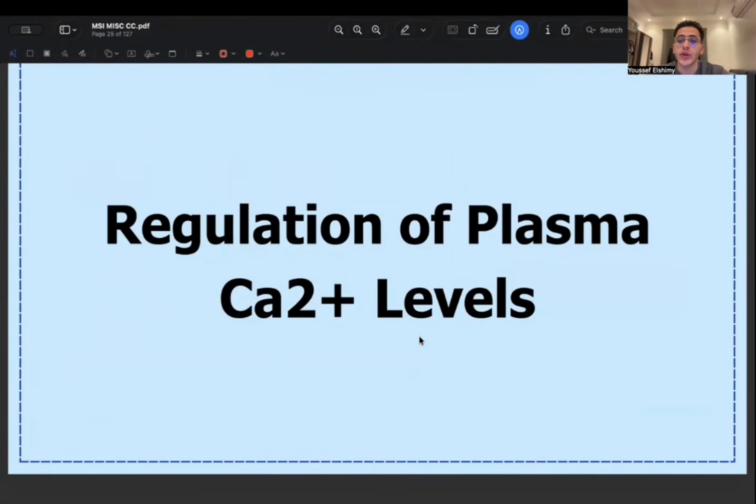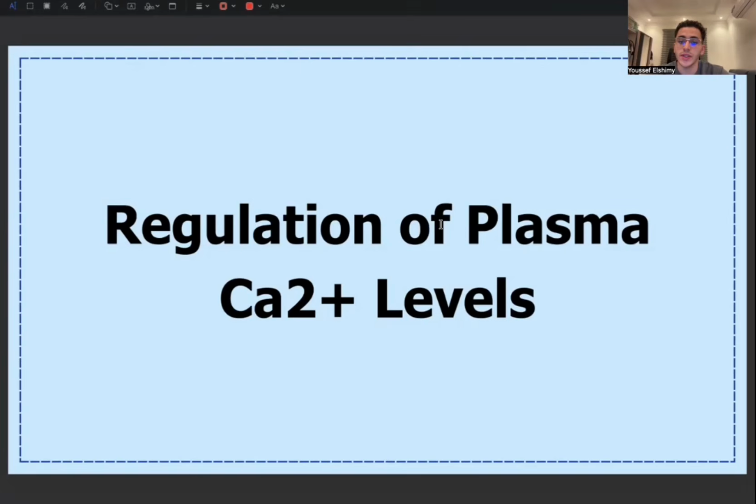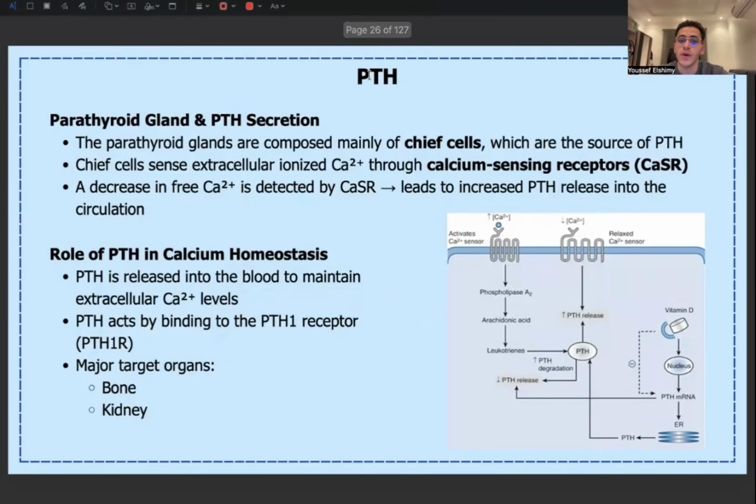Moving on to calcium regulation. Since calcium should be tightly regulated, there are a lot of hormones and molecules that regulate the plasma calcium levels, starting with parathyroid hormone. The parathyroid glands are composed mainly of chief cells, which are the source of parathyroid hormone. They are the ones responsible for secreting parathyroid hormone, or the PTH. These cells sense the extracellular ionized calcium, the one that is free in the blood, that is not bound, through the calcium sensing receptor. So this is the calcium sensing receptor, and they sense the extracellular calcium levels.